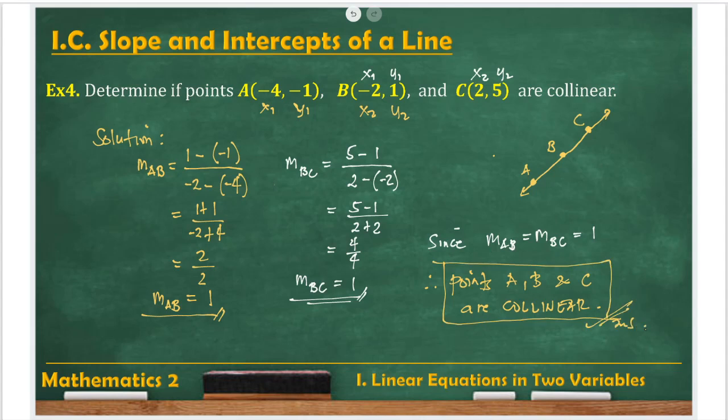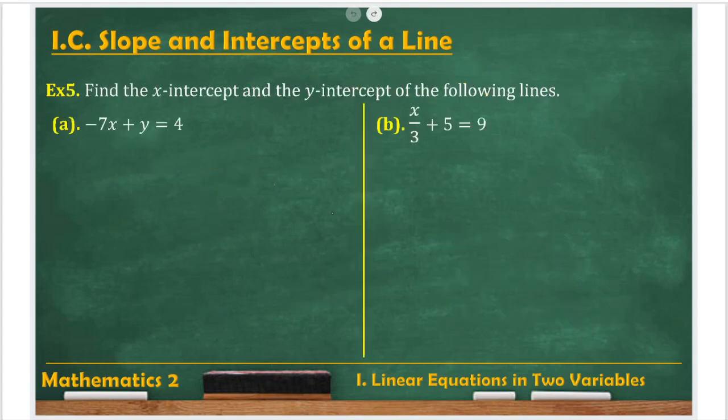Okay, so that's for example number 4. So again, if you want to determine whether the 3 points are collinear, just solve for the slope of the line passing through a pair of points. Okay, so just pick any pair of points from the 3 points, and then after that, compare the computed slopes. You can actually solve also for the slope of the line passing through points A and C here, and you should get also the same value, which is equal to 1. Okay. Now let's have our example number 5.